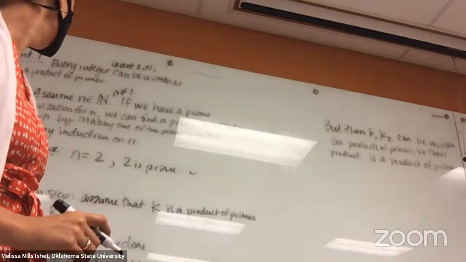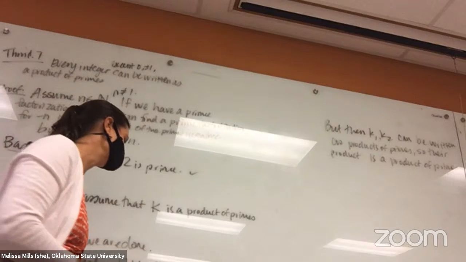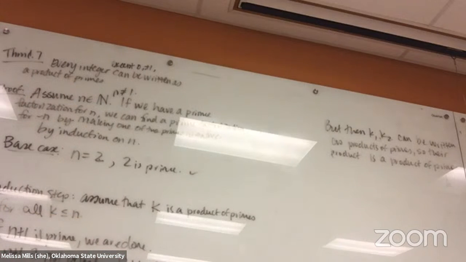So we're done. We've shown the base case, and we've shown that if it's true for all k less than or equal to n, then it's true for n plus 1. So we're done. Okay, so that's theorem 1.7 by induction. Remember when we proved it the first time, we used the well ordering principle. Remember? We used the well ordering principle.